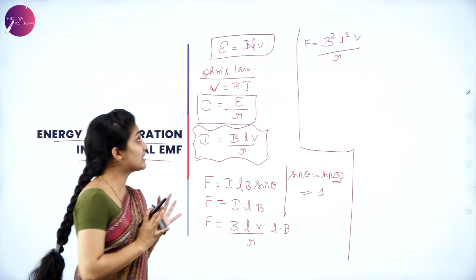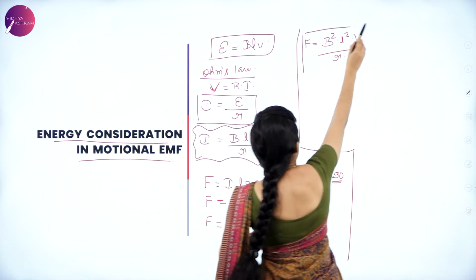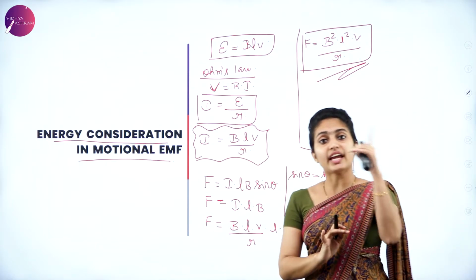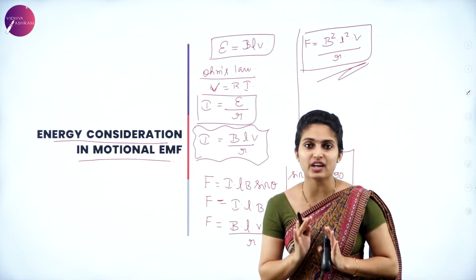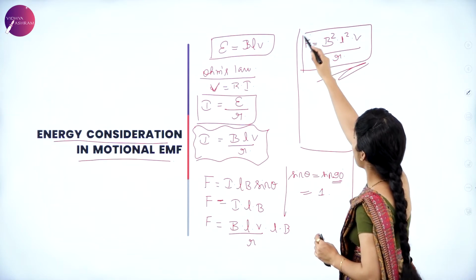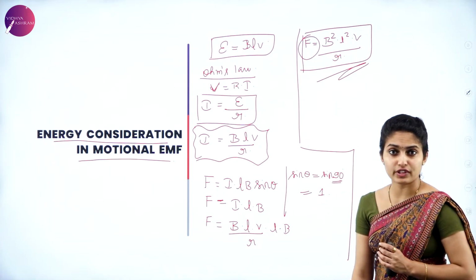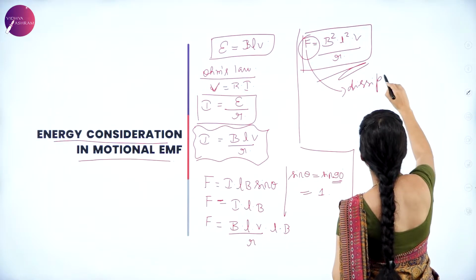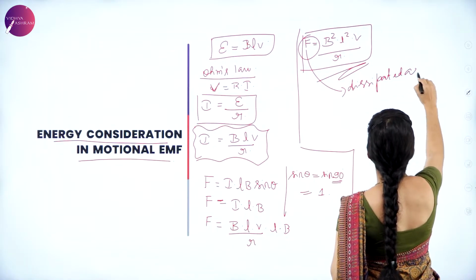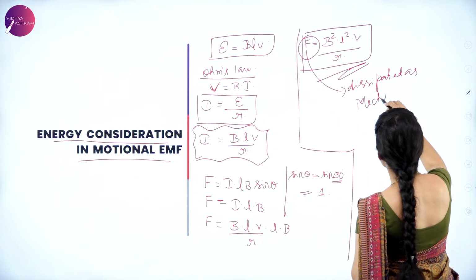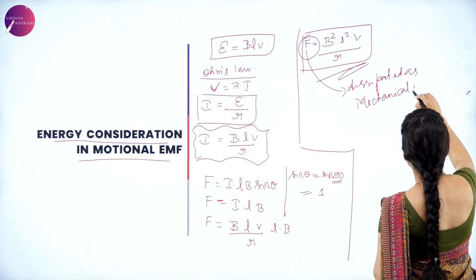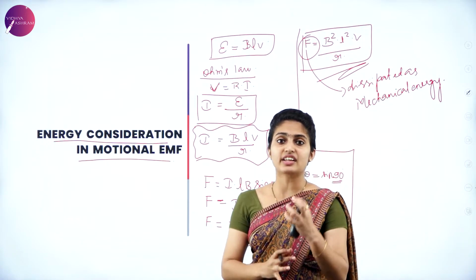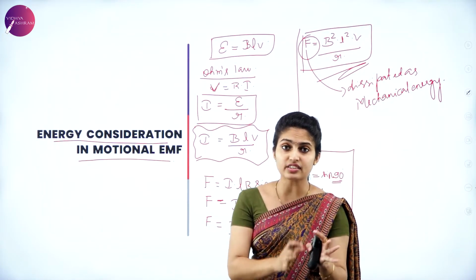So we have this equation for the force, and remember this is the force which acts against the direction of motion of the conductor. This force acts against the direction of motion of the conductor, and it is dissipated as mechanical energy.